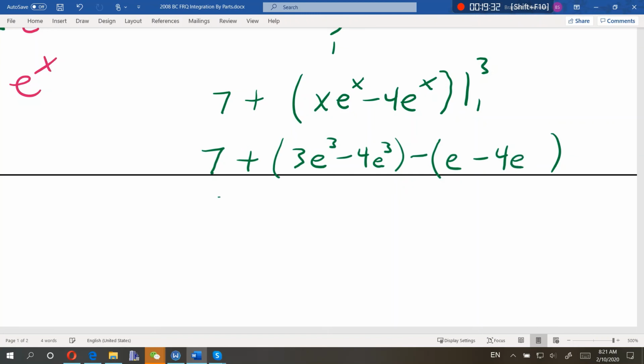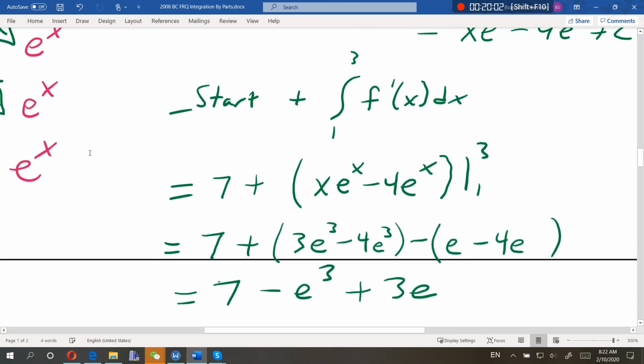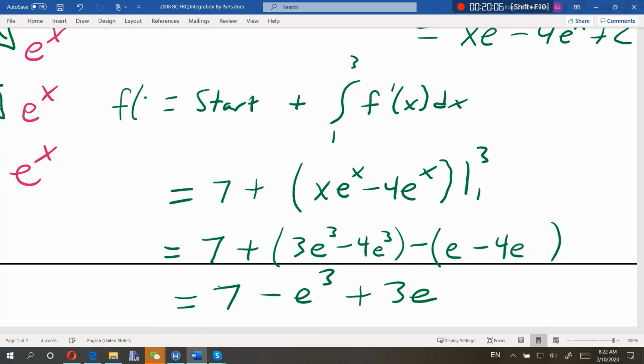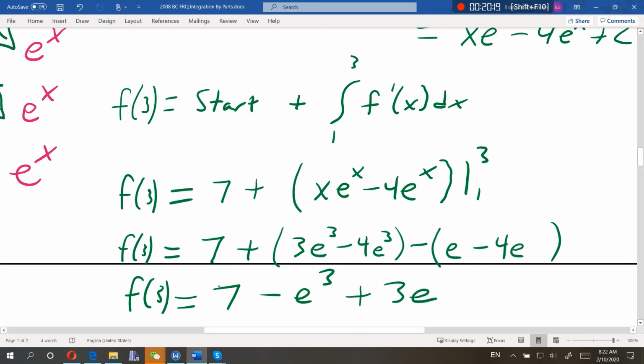So 7 minus e to the third power, plus 3e. Okay, that's good.